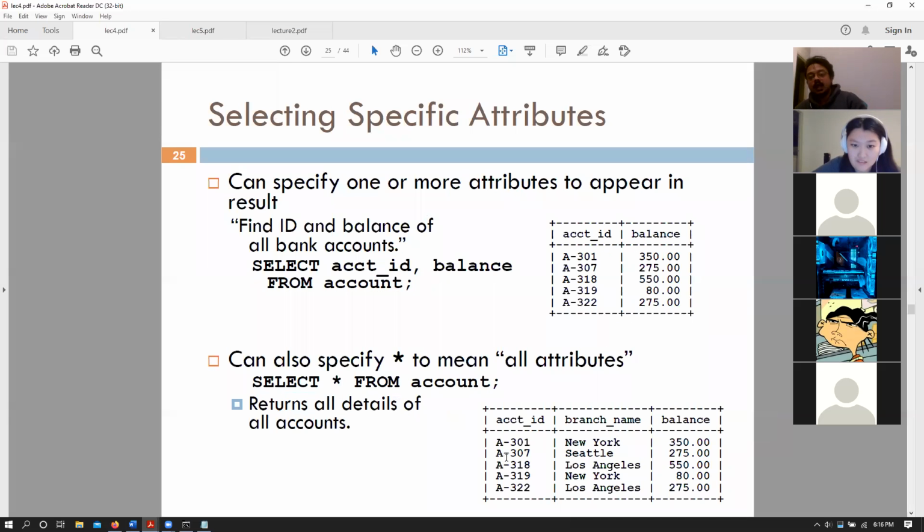Okay. We can also project down multiple attributes from our relation. So select account ID, comma, balance from account gets us the list of all account IDs and all the corresponding balances. We can also do select star from account. That is what we saw earlier. Essentially, this gives the list of all rows in your table. So select all of them from my table.